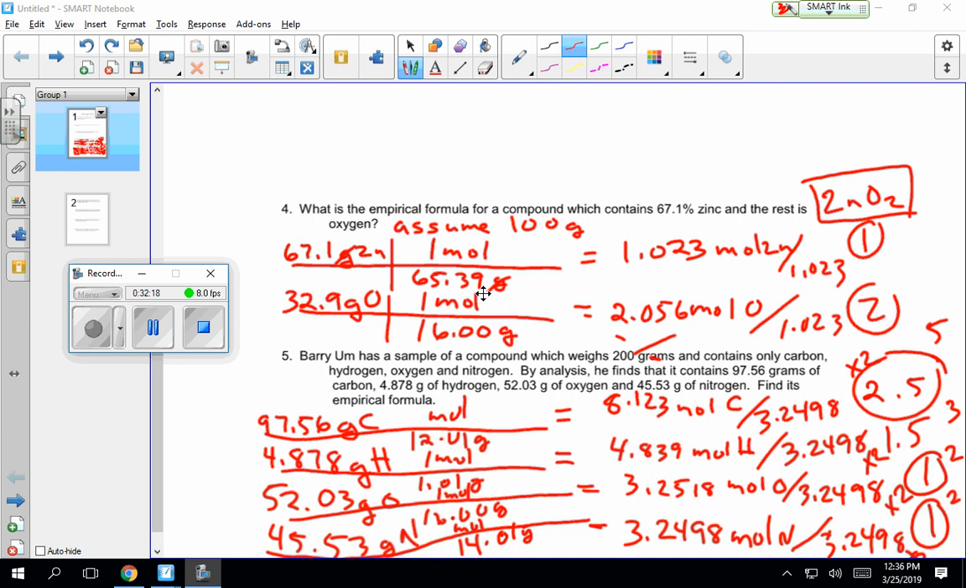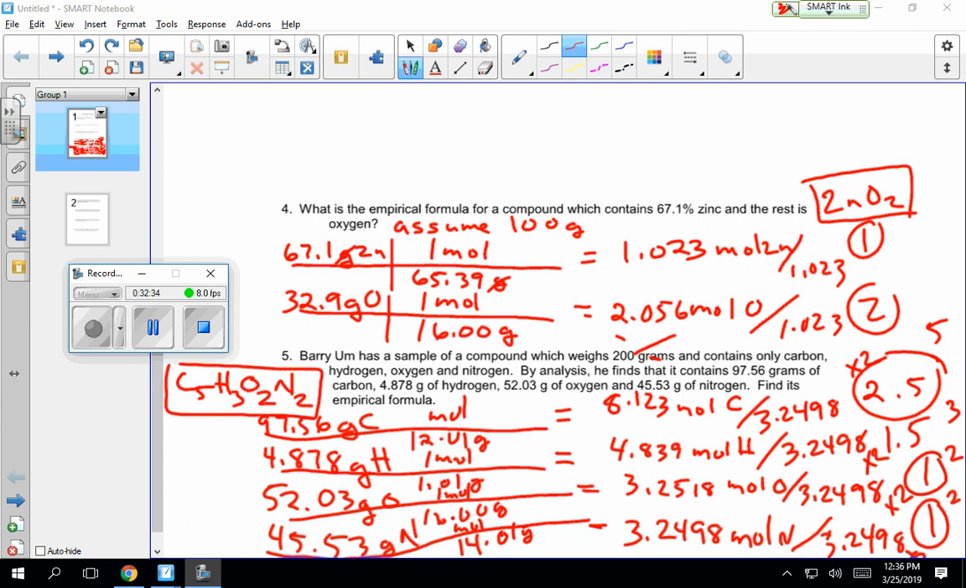We have C5, H3, O2, N2. Boom, that is it.